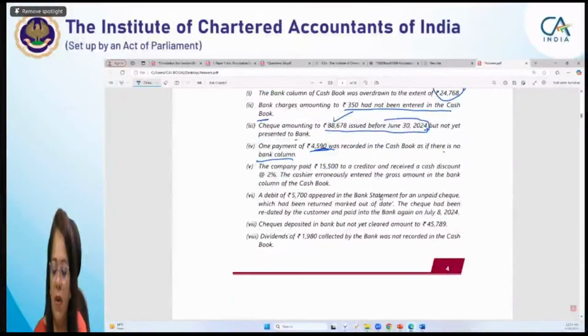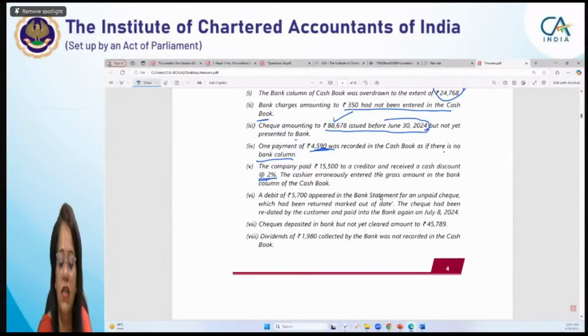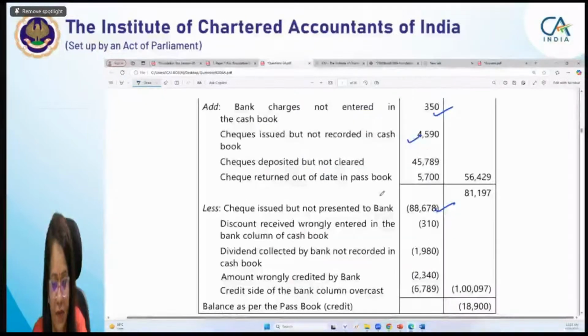The company paid rupees 15,500 to a creditor and received a cash discount of 2%. एक क्रेडिटर को पे किया 15,500 एंड वी रिसीव्ड अ कैश डिस्काउंट 2% का हमारे को डिस्काउंट मिला. The cashier erroneously entered the gross amount in the cash book. दिस मीन्स इसके ऊपर हमने जो 2% का था वो हमने लिया ही नहीं है.